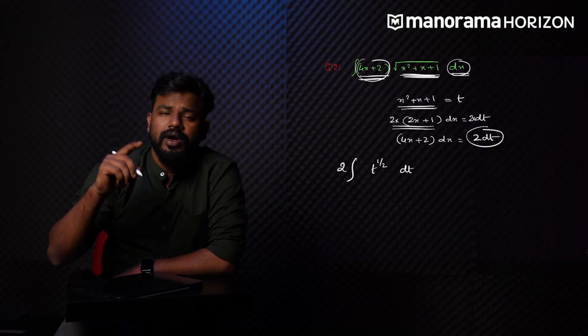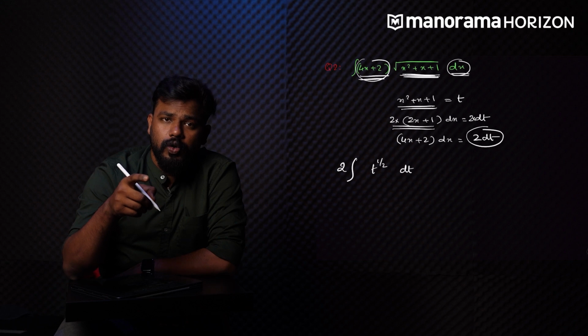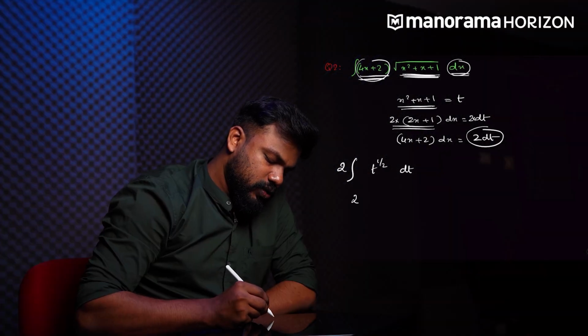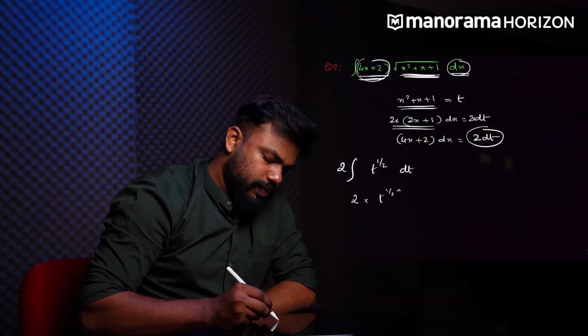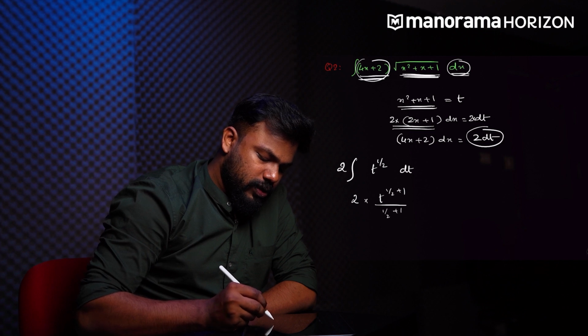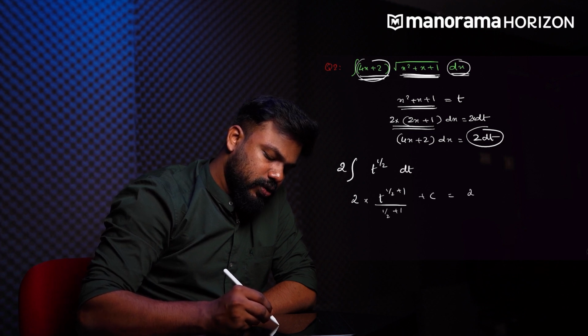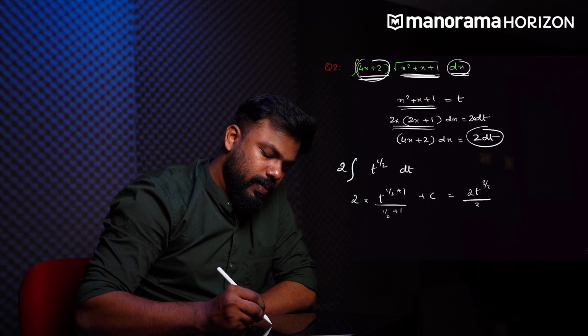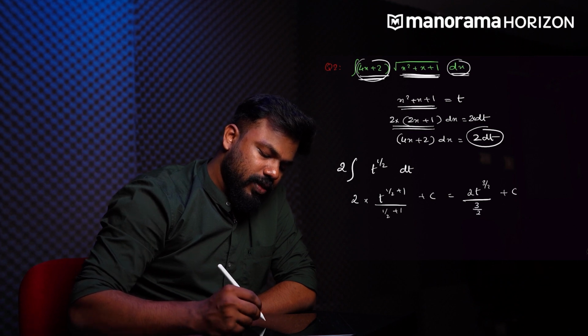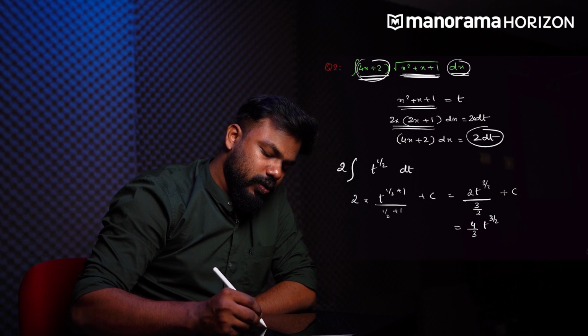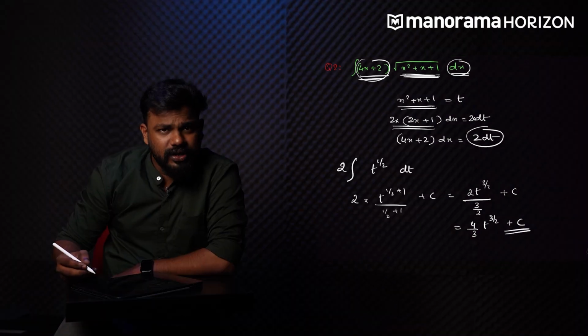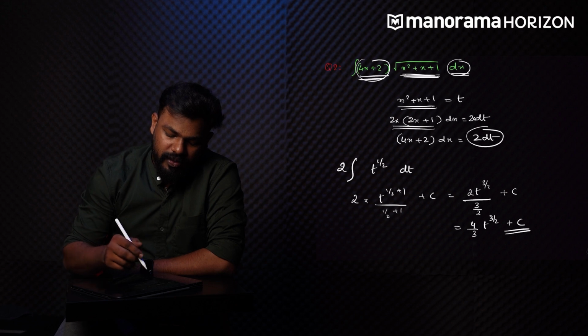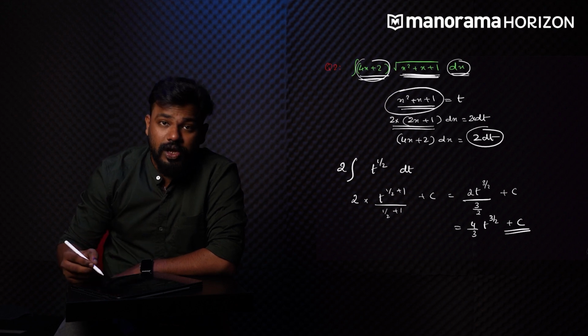It will be t raised to (1 by 2 plus 1) by (1 by 2 plus 1) plus c. So you can write it as 2 into t raised to (1 by 2 plus 1) by (1 by 2 plus 1) plus c. That is nothing but 2t raised to 3 by 2 by 3 by 2 plus c. Or finally you can write it as 4 by 3 t raised to 3 by 2 plus c. Final answer? No. Put the t back in the form of x. So what is t? x square plus x plus 1.